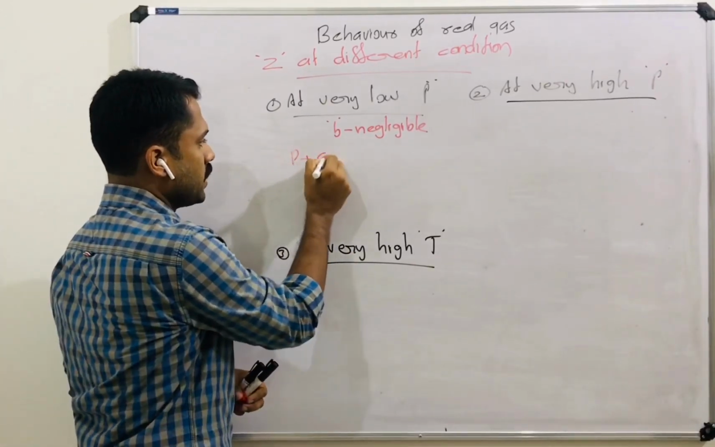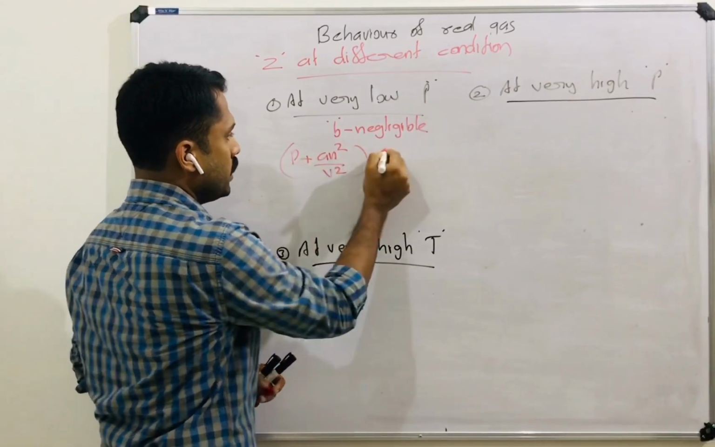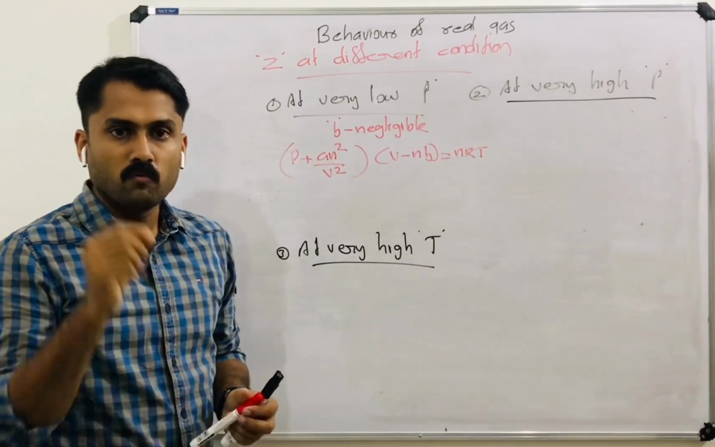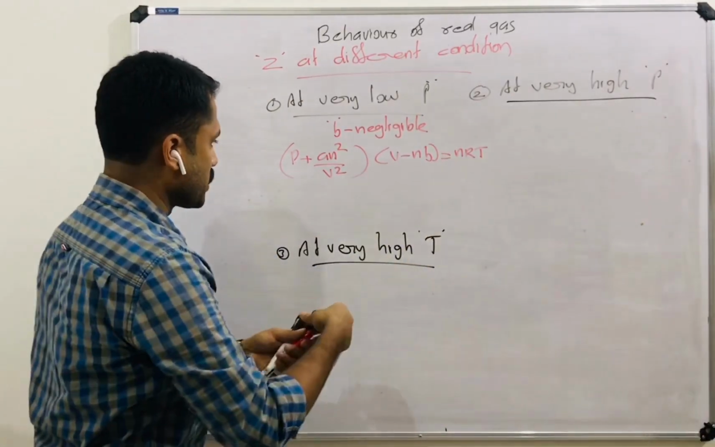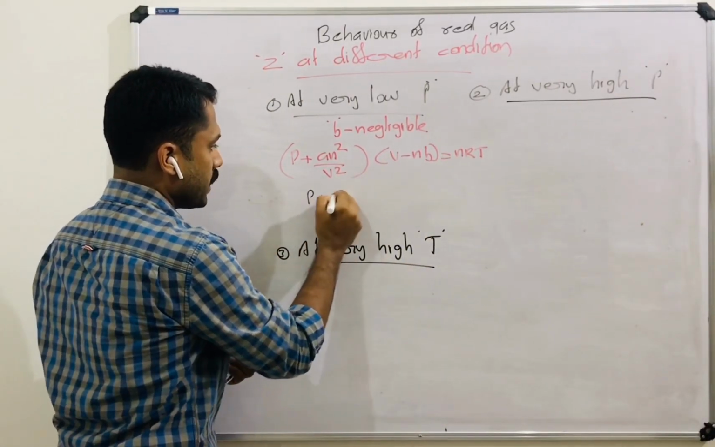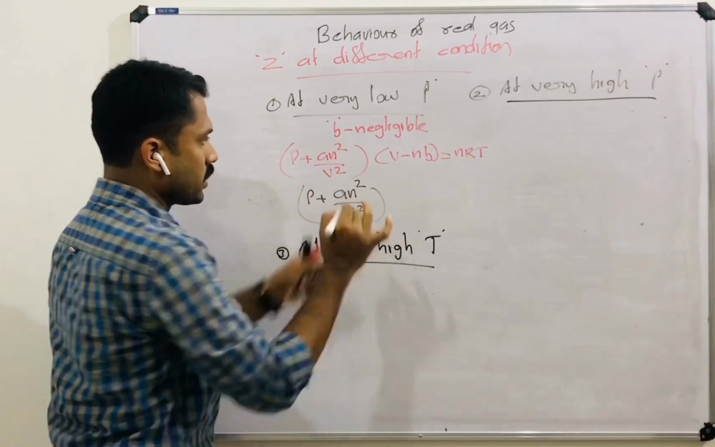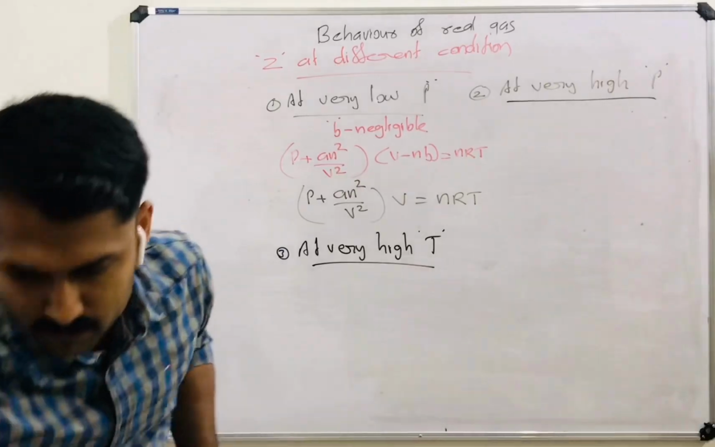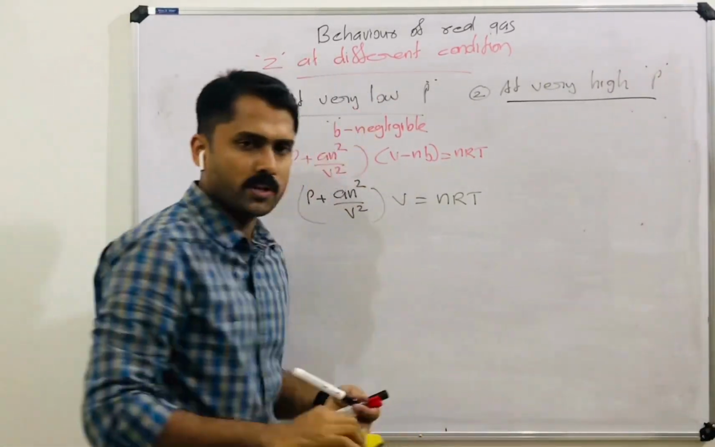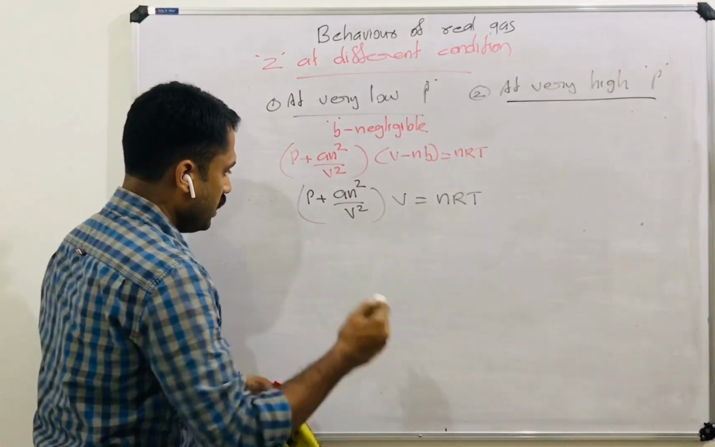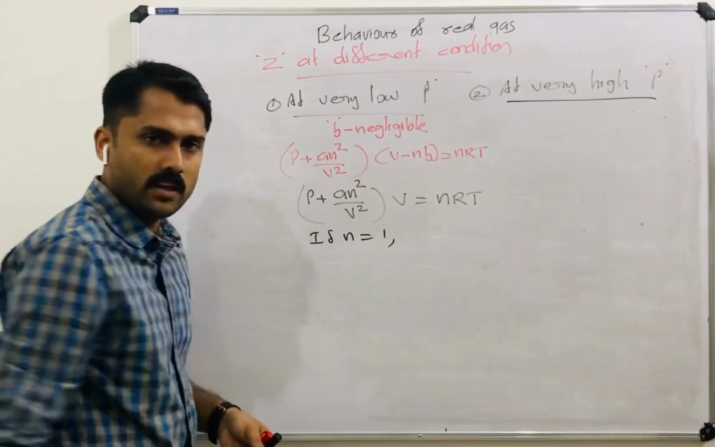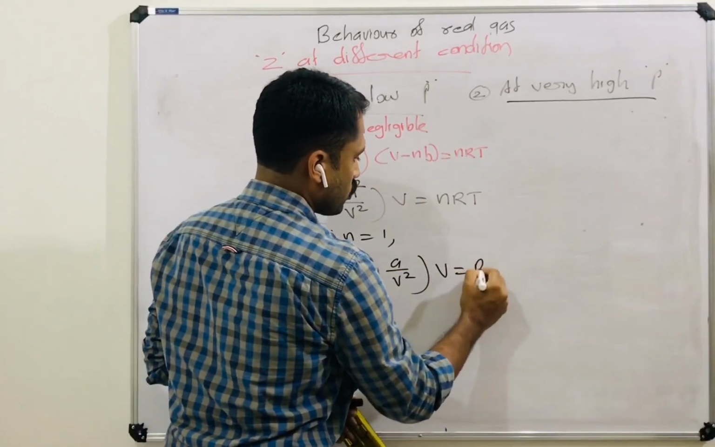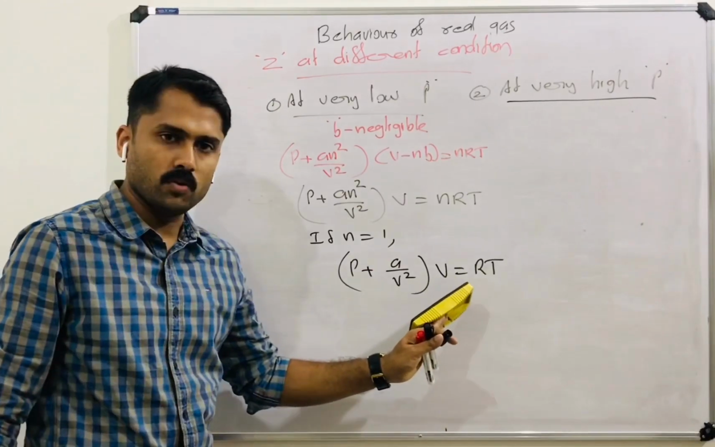What is our real gas equation? That is (P + an²/V²)(V − nb) = nRT. In this equation, when b is negligible, we can convert the equation to (P + an²/V²)V = nRT, because this factor is negligible. Let's minimize this equation for 1 mole. If n equals 1, the equation will be (P + a/V²)V = RT.